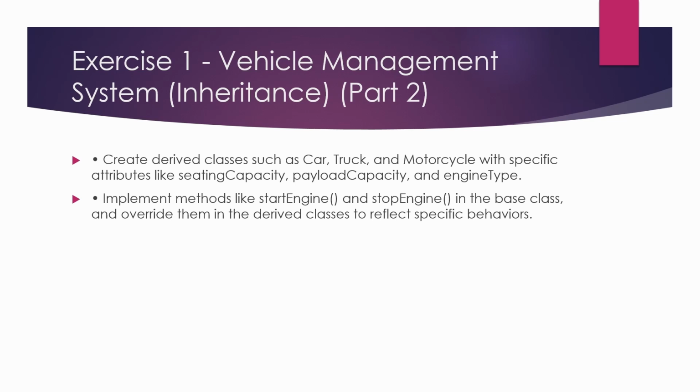Next, we will create derived classes such as Car, Truck, and Motorcycle. Each of these will inherit from the Vehicle class and have specific attributes of their own. For example, the Car class might have a seating capacity, while the Truck class would have a payload capacity. We will also implement methods like start engine and stop engine and override them in the derived classes.